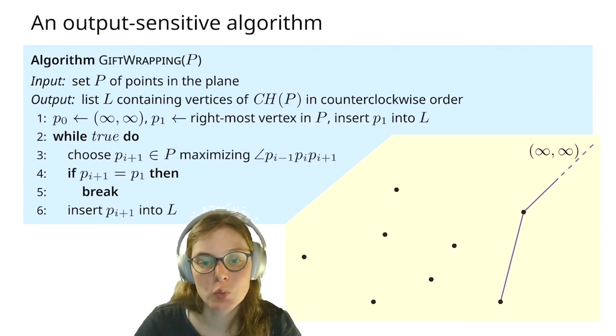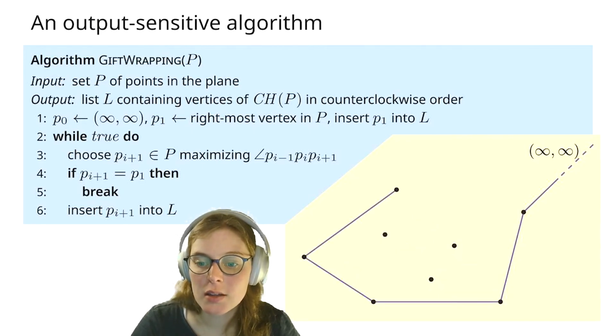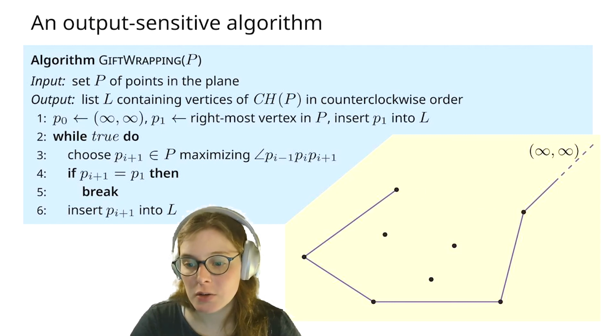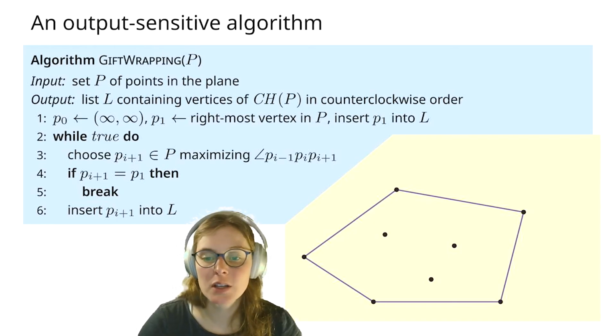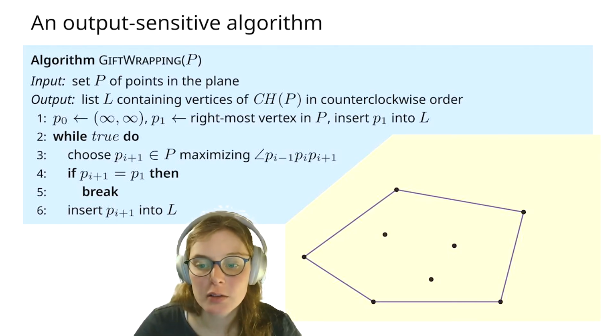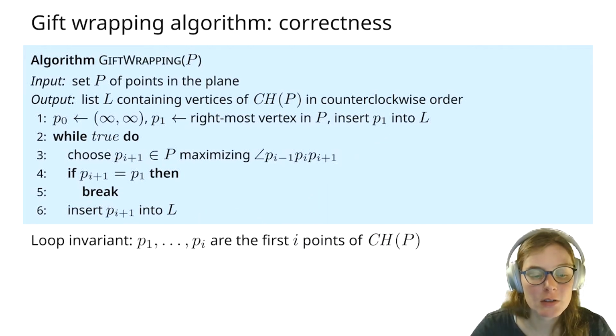In the next iteration, we are looking for the next point that maximizes the angle p1, p2, p3, and so on. In this way, we are wrapping around our input points, and at the end, once we reach the first point, we break the loop and return the list L. To prove the correctness of the algorithm, we can use a loop invariant of the following form. Points p1 through pi are the first i points of the convex hull of the input set of points.